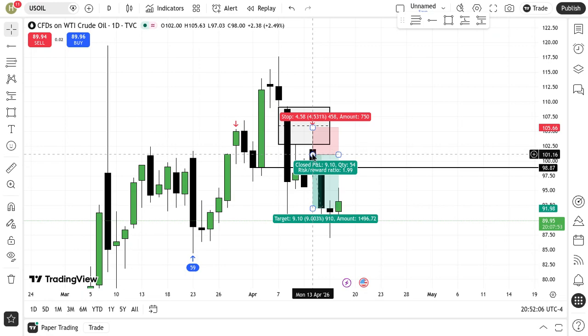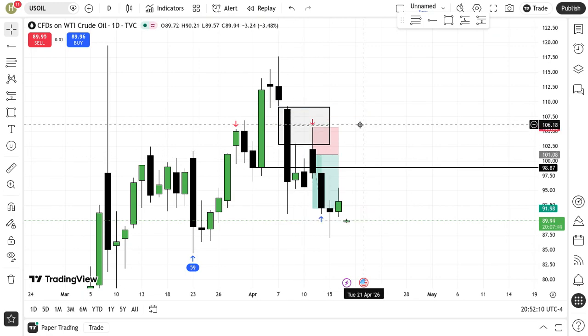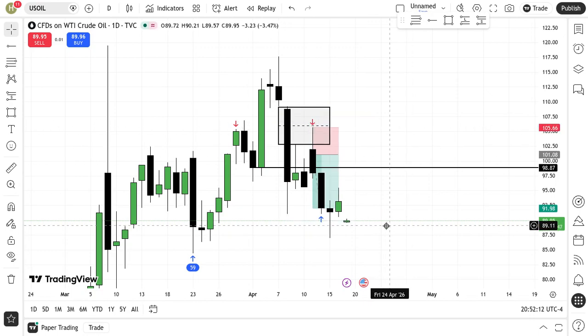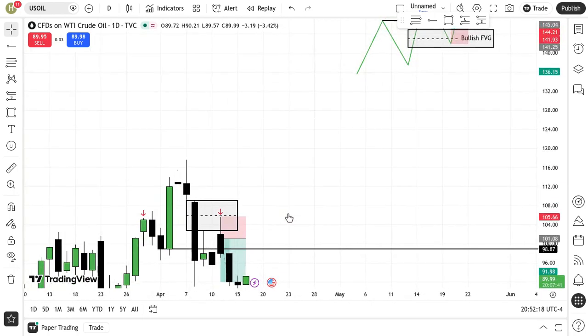We get this bearish reaction from this fair value gap. That's when I entered. I set my stop loss at the reaction point, and I set my take profit at liquidity. So it is very easy. That is literally all you have to do. That is how I caught this trade.